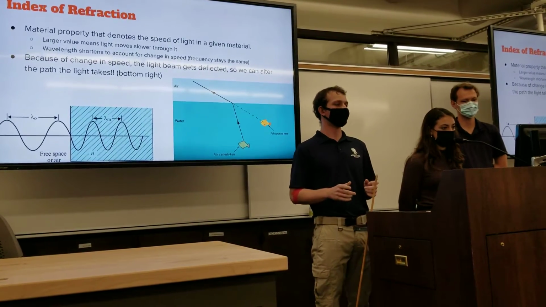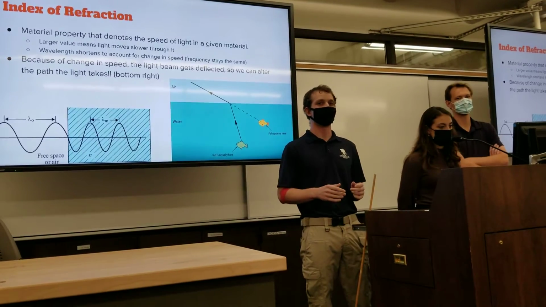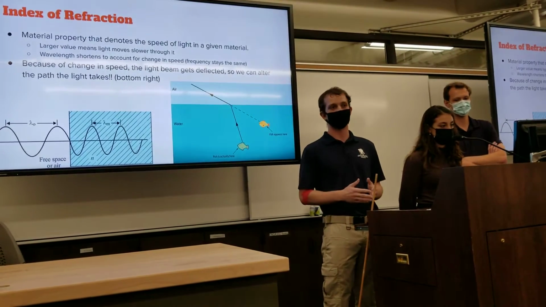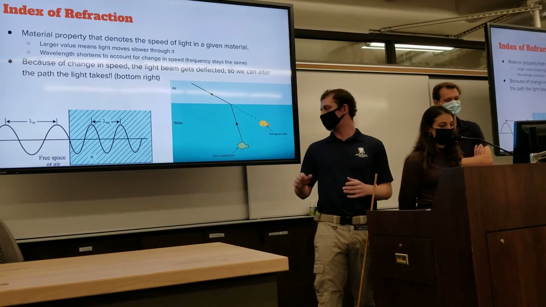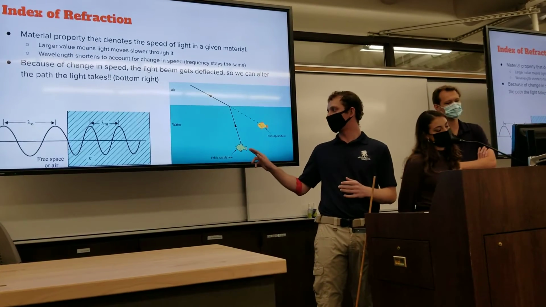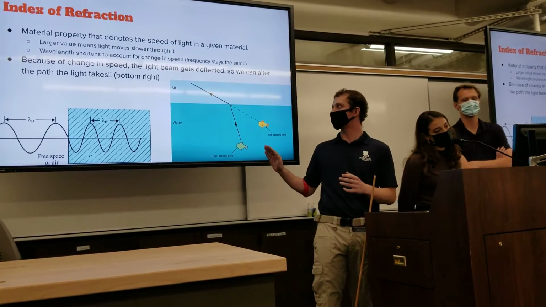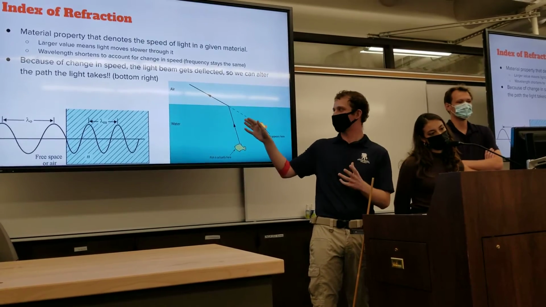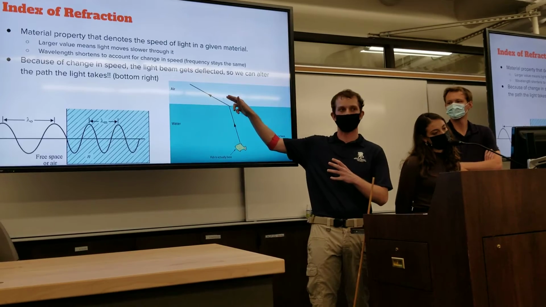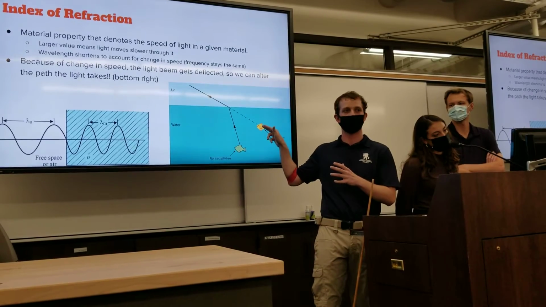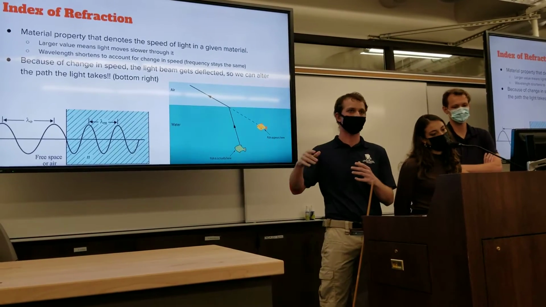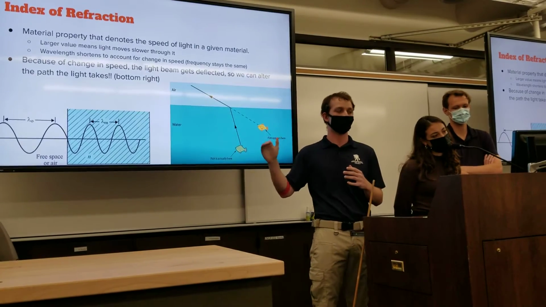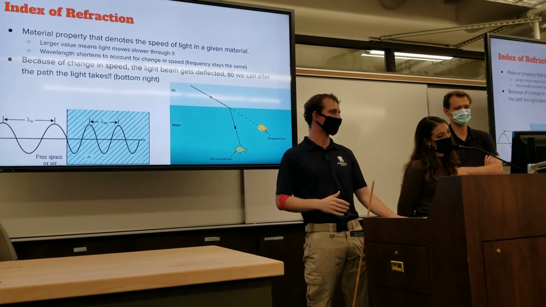And because of this change in speed, the light beam gets deflected, so you can alter the path the light takes. A very common example of this is in spearfishing or bow fishing. If you're trying to look at this fish, the light reflecting off the fish is coming out of the water, and then it's refracting at a different angle. Since you don't see this refraction, you just see this image. So what your eye traces is where the fish appears to be. If you wanted to throw a spear at the fish, you'd actually have to aim a little bit lower, because that's where the fish actually is, as opposed to where you think it is.